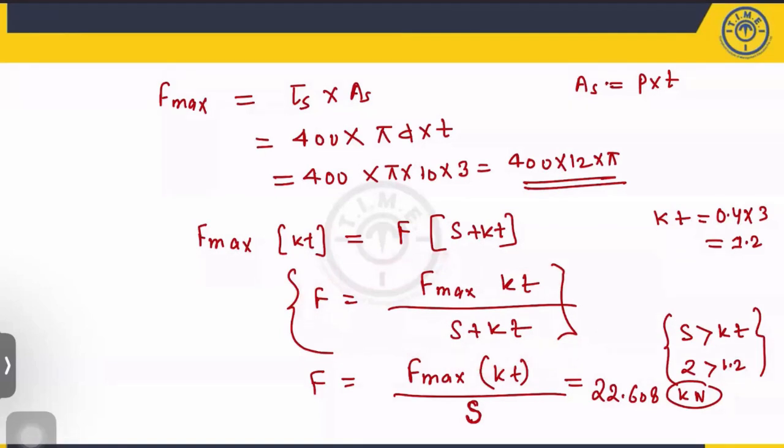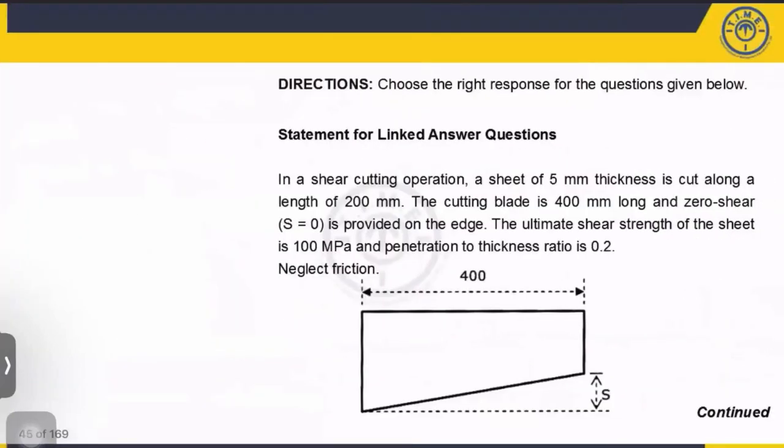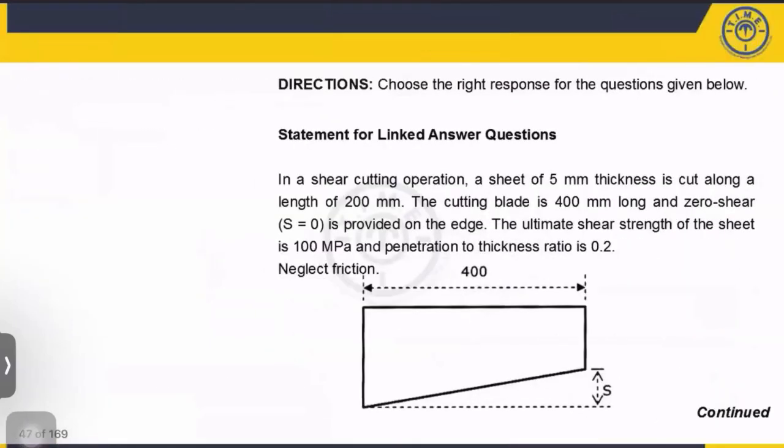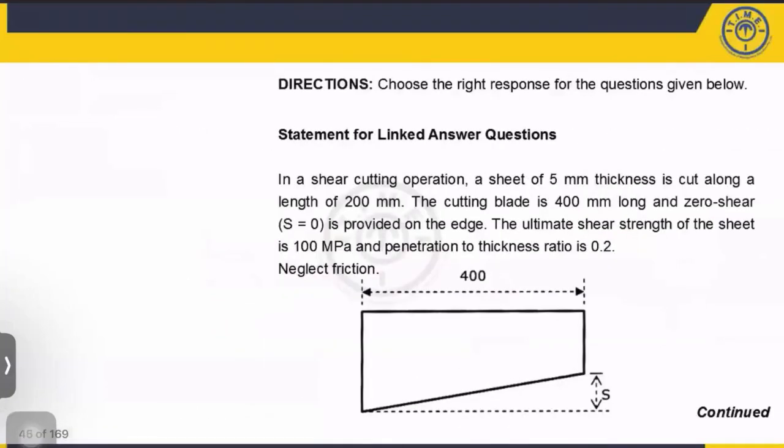Similar type, now I am going to discuss one master problem from this punching, or we can say blanking or the shear cutting operation. So basically two questions are there which are related to the same data. So now what is the question? First of all, in a shear cutting operation, a sheet of 5 mm thickness is cut along a length of 200 mm. The thickness value is given as 5 mm, cut along a length of 200 mm.